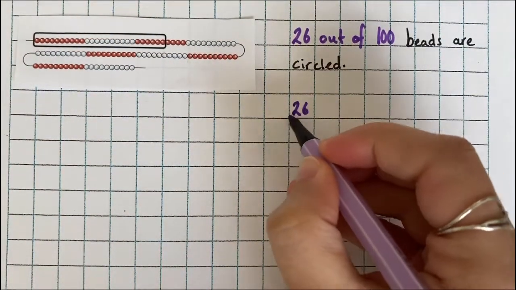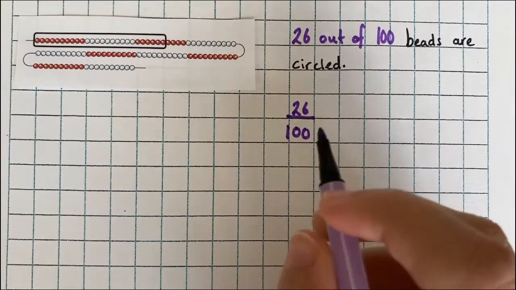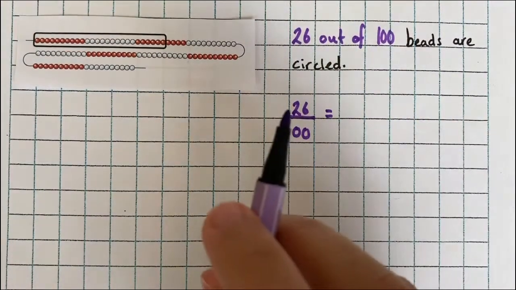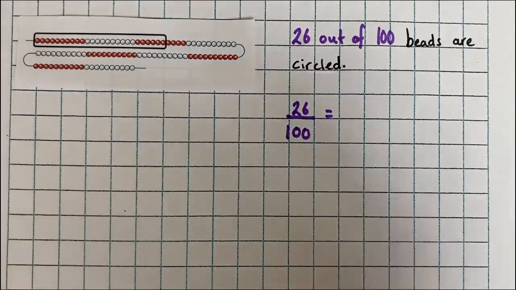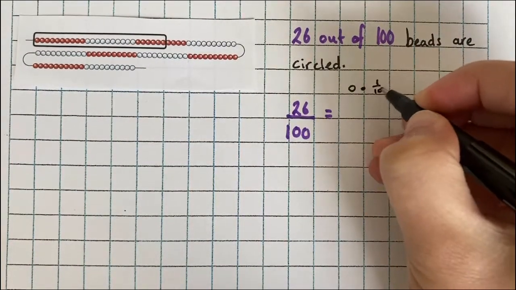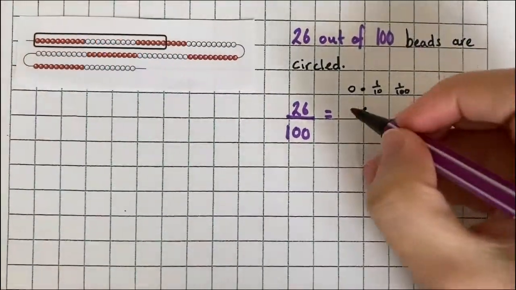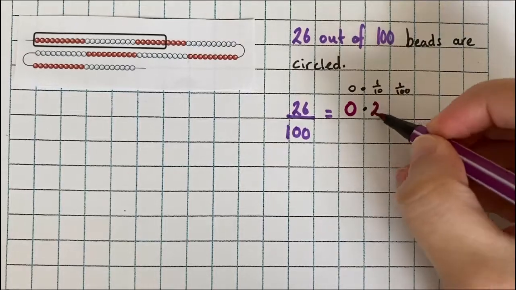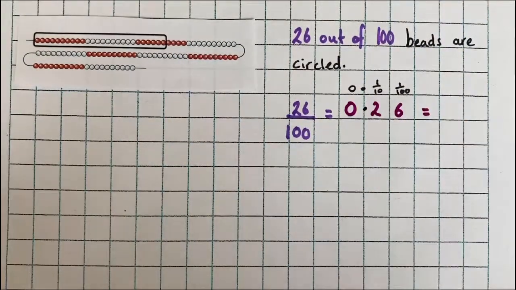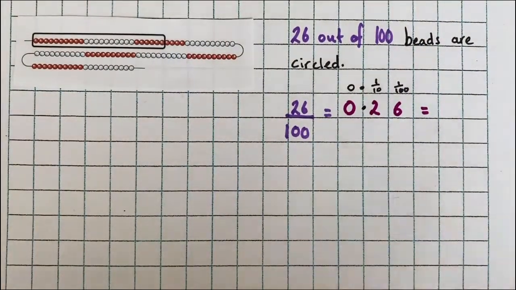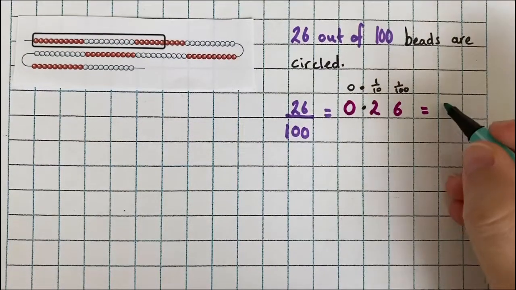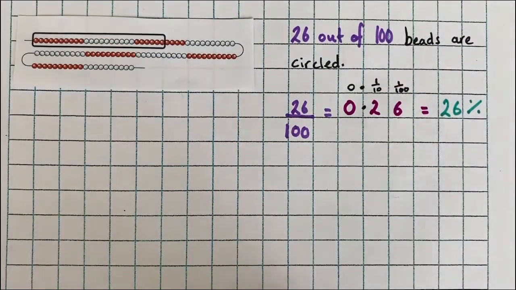So I know to write this as a fraction, we're at 26 out of 100. As a decimal, this is 0.26. And as a percentage, because it's 26 out of 100, you're at 26%.